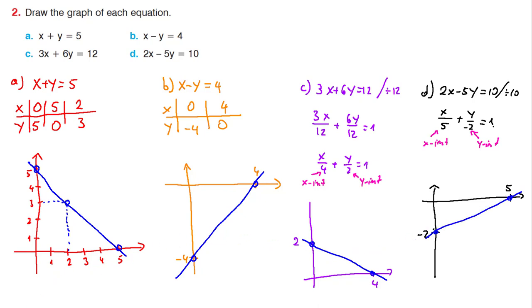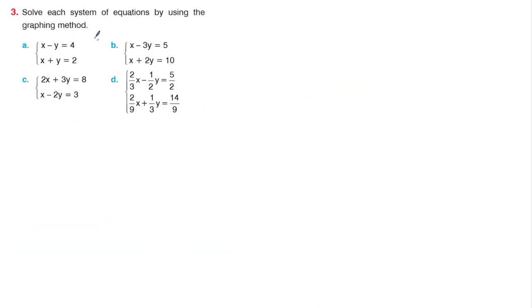All right, let's continue with the third exercise. Solve each system of equations using the graphing method. Now, we can start graphing these equations. Under A, we have two equations. The equation x minus y is equal to 4 and x plus y equals to 2. You can clearly see that using the elimination method it's easier, but it's requiring from us to use the graphing method. So let's graph these two lines.